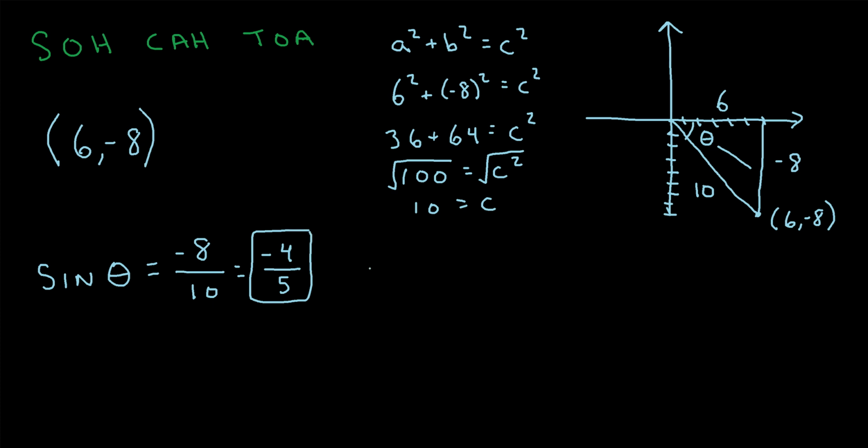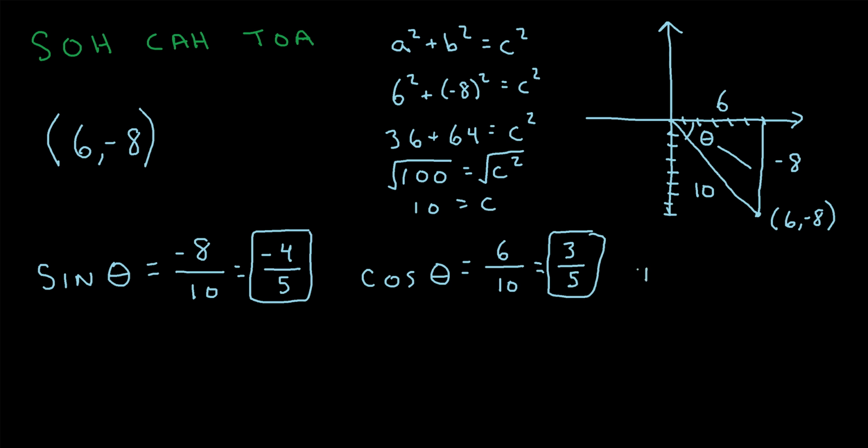What if we wanted to find the cosine of that angle? Well, according to SOHCAHTOA, the cosine is calculated as the adjacent side over the hypotenuse. So the adjacent side is this 6 right here. The hypotenuse we found is 10. So the cosine is 6/10. And if we'd like, we can divide the numerator and the denominator by 2 to reduce that and get 3/5. So the cosine of that angle is 3/5.